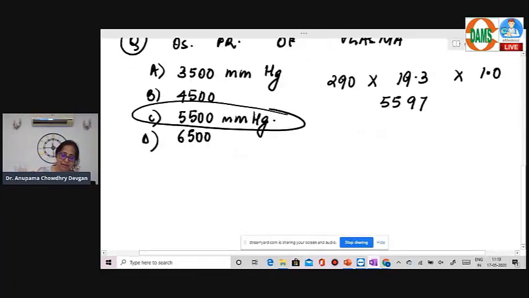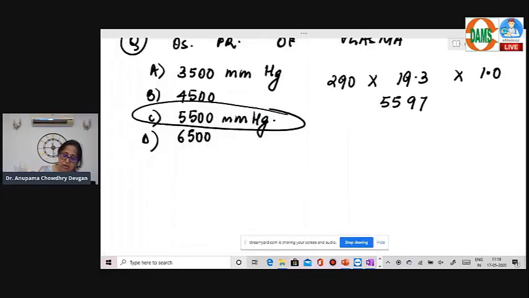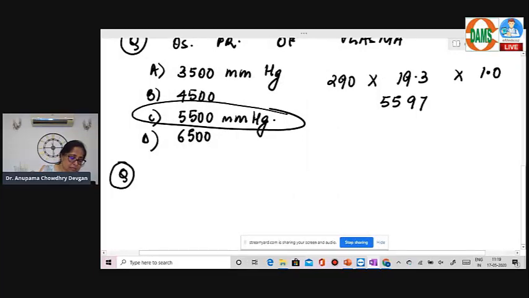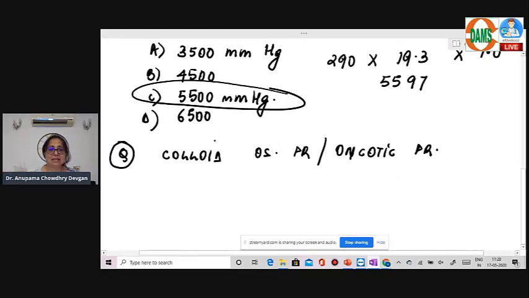Now comes the important part, and that is, how much is the colloid osmotic pressure? What is colloid osmotic pressure? Colloid osmotic pressure is also taken as the oncotic pressure. What is colloid osmotic pressure? This is the pressure exerted by the colloids in plasma.